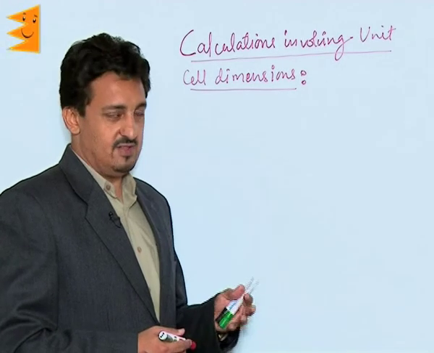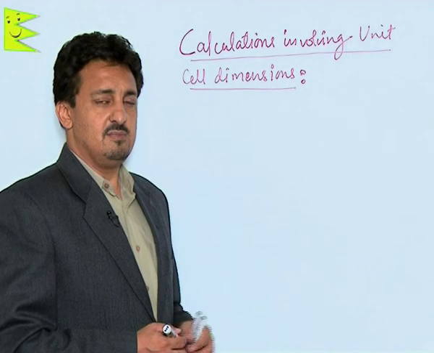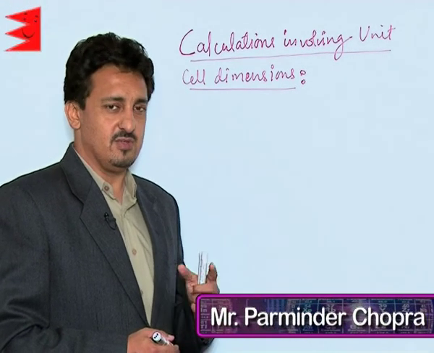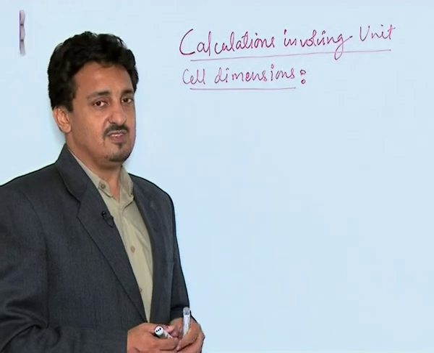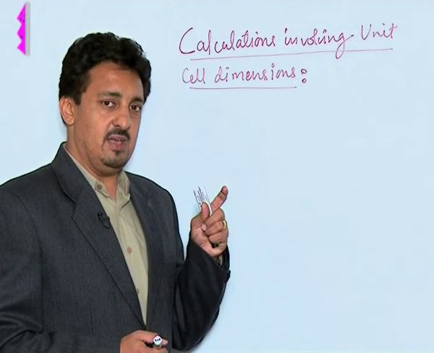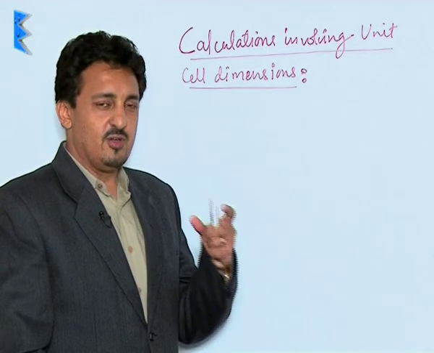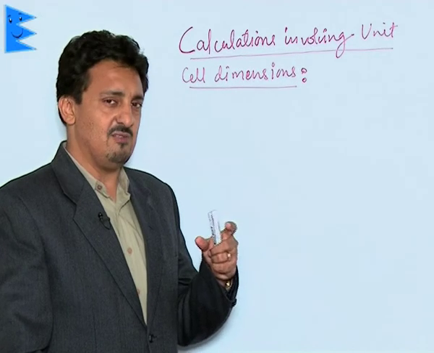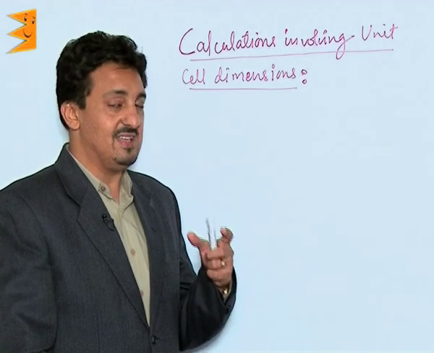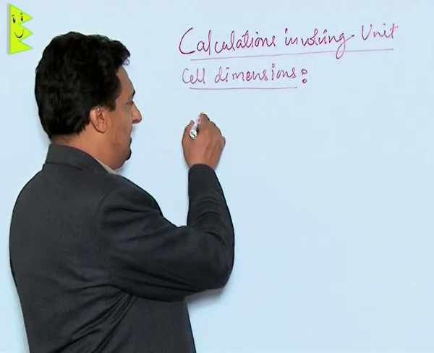Calculations involving unit cells and their dimensions. The major calculations are involved in finding out the most important property of these unit cells or crystalline solids, which is their density. This simple, important property, called the density of a unit cell or of a crystalline solid, gives us very valuable information from which we can easily find out what exactly the unit cell's dimension can be.